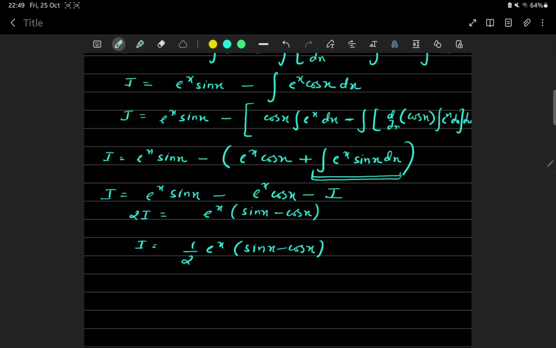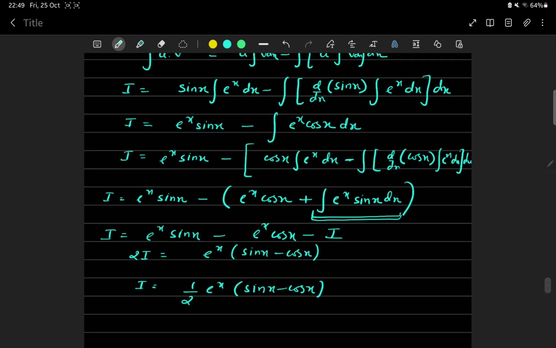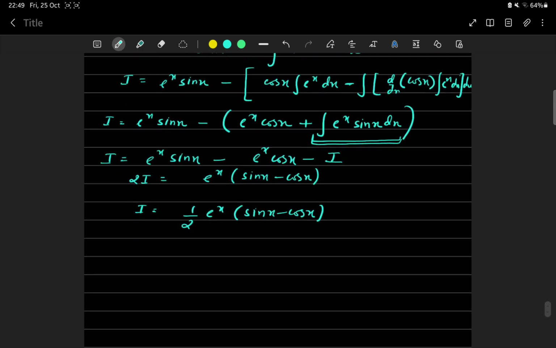Okay students, so this is the step by step process. Now actually the question was like this, integral 0 to pi by 2, the question was integral 0 to pi by 2 e to the power x sin x dx. Okay, so this was the question. So we have found out the integral of this function.